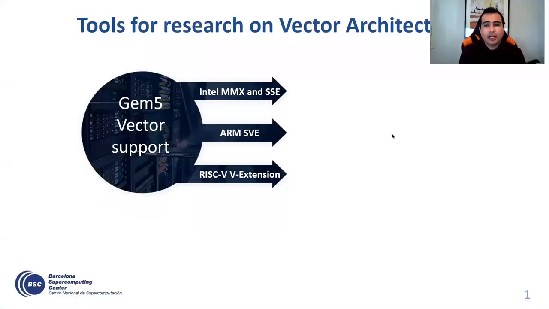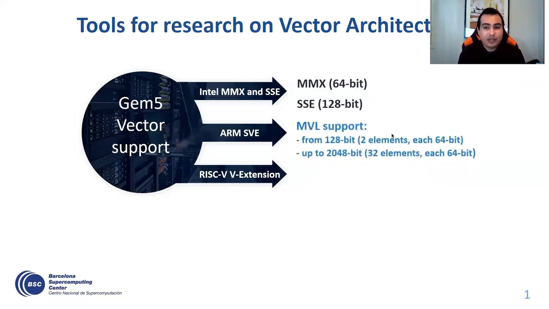Vector architectures lack tools for research. For example, gem5, which is possibly the leading platform for computer architecture research, doesn't have enough support for vectors. For multimedia extensions, it only supports the Intel MMX and SSE, which are quite old 128-bit extensions. More recent extensions, such as AVX512, are not present. For that reason, researchers have to spend time developing their own platform to meet their needs.